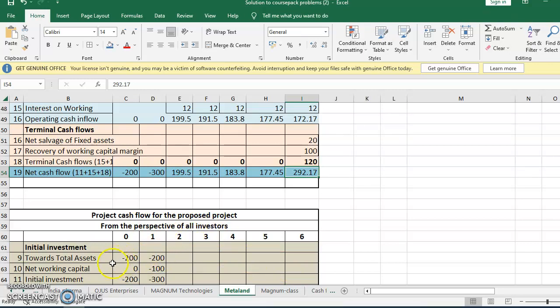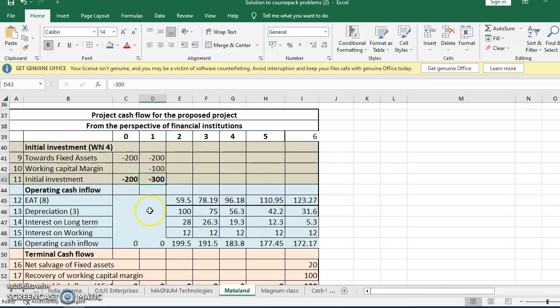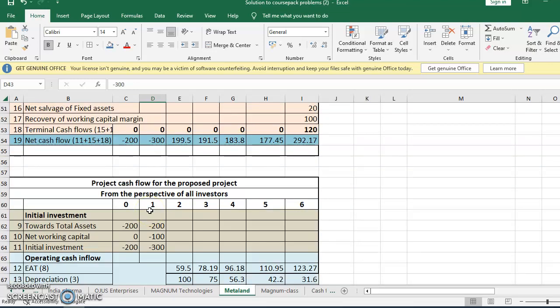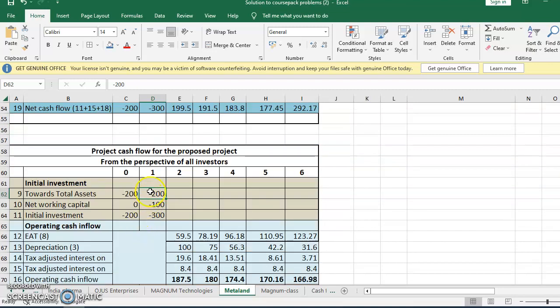Initial investment here is what? Now in this case also, initial investment, you know, it is fixed asset and working capital margin. So we have 300, and in case of all the investors, we have the total investment towards the fixed asset, right? 200, and working capital is 100. So initial investment is not going to change here. It is initial investment only. Okay, and we have operating cash flow.